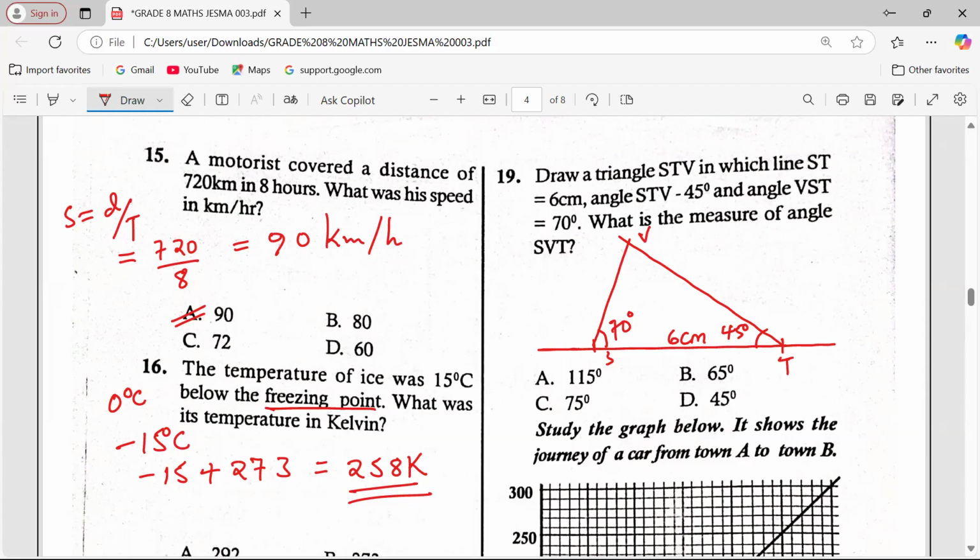So with this sketch, learners are also instructed to measure the size of SVT, the angle at this point. Even without measuring using your protractor, whereby you can make a mistake, you can do it technically. Being a triangle and we have the first two, for us to get the angle at V, we take 180 and subtract the provided ones, 70 and 45. So this is going to be exactly 65 degrees. See, option B, that way.